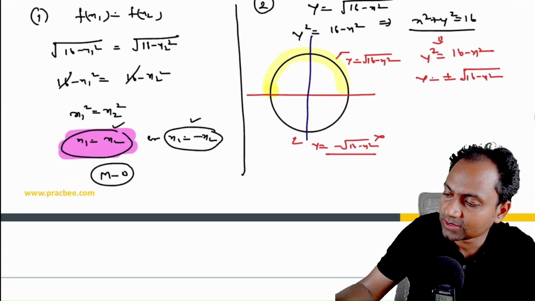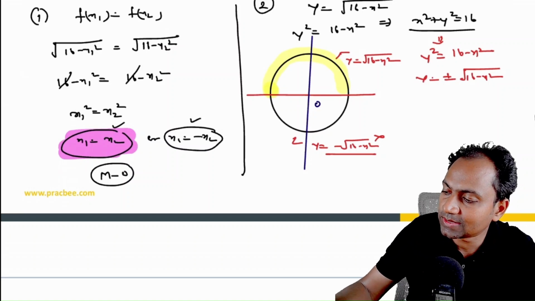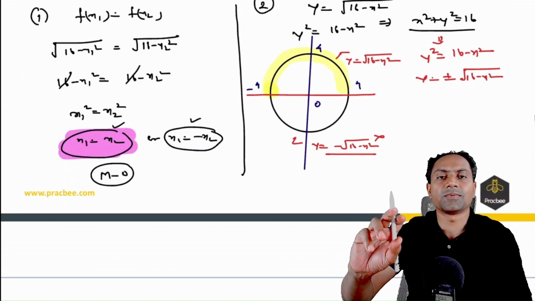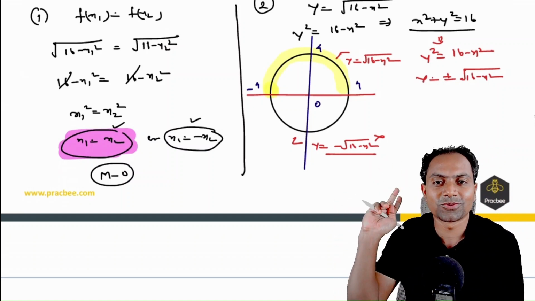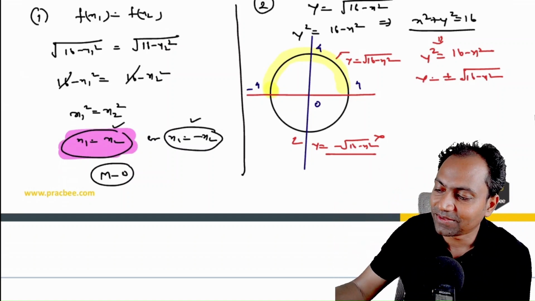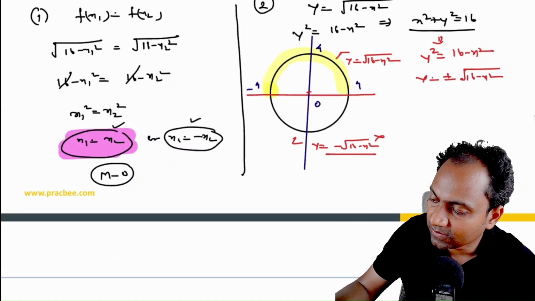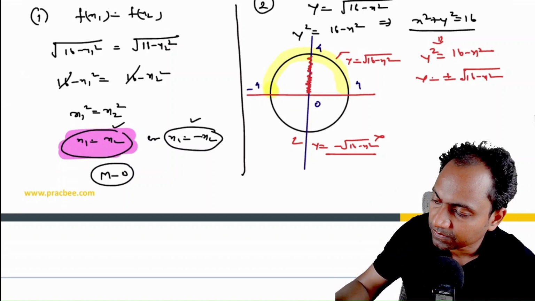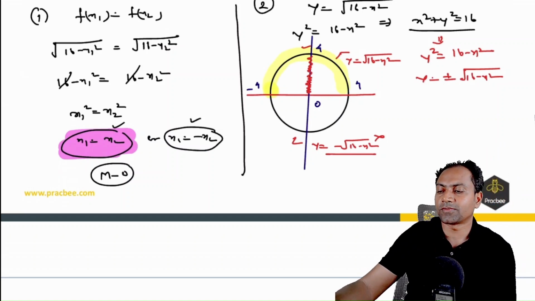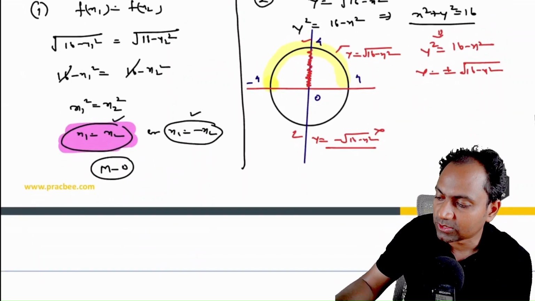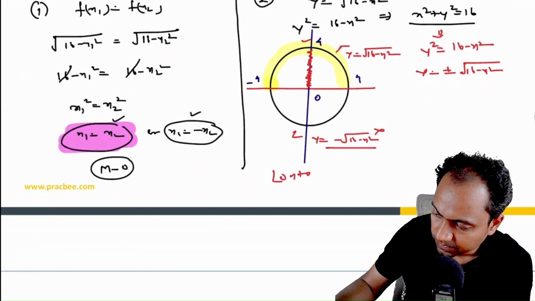And if I draw the x and y axis, this is the origin. Since radius is 4 here, this will go till 4. This is minus 4 to 4. Now if you look into this, both the things can be proved. If I draw a horizontal line, it is cutting at 2 points, so it is many one. And if I look into the range, the value of y will start from here and go till 4. So your range is from 0 to 4, and that is equal to codomain. Your range becomes equal to codomain. This becomes an onto function.